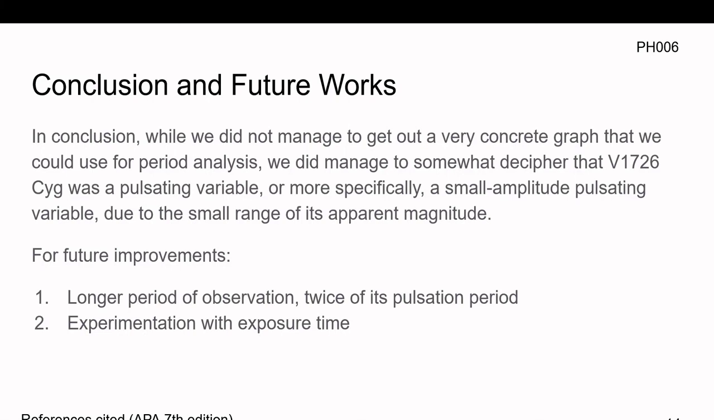In conclusion, while we did not manage to get a very concrete graph that we could use for period analysis, we did manage to somewhat decipher that V1726 SIG was a pulsating variable due to the small range of its apparent magnitude. We hope to make further improvements on our project and get better and more accurate results during differential photometry.